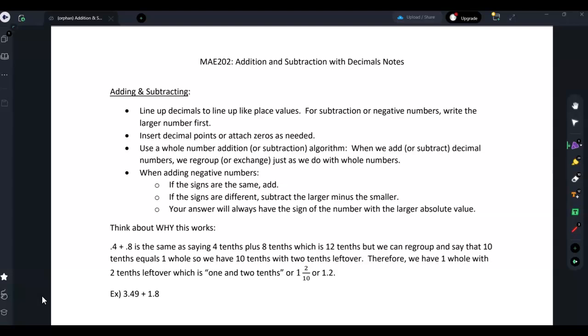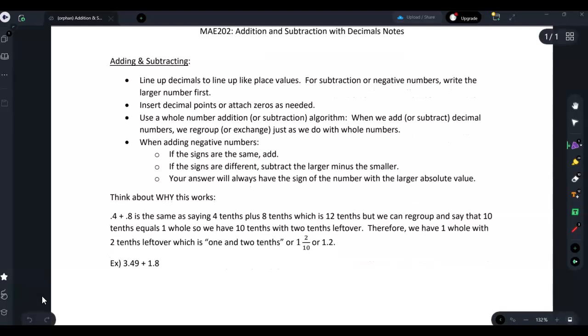And for the student that asks why, if you're wondering why this works, remember that this number right here, for example, I would not say that as 0.4. We want to say that instead as 4/10, right? And then this one, we would say that as 8/10. So if I have 4/10 plus 8/10, this is just like if I had 4 apples plus 8 apples, right? 4 apples plus 8 apples would give me 12 apples.